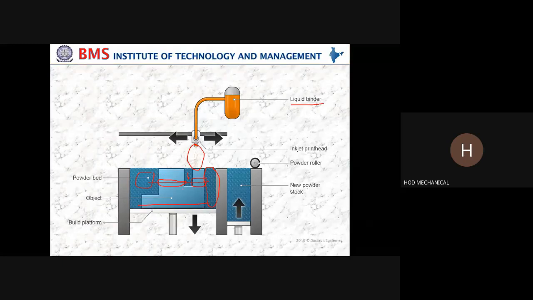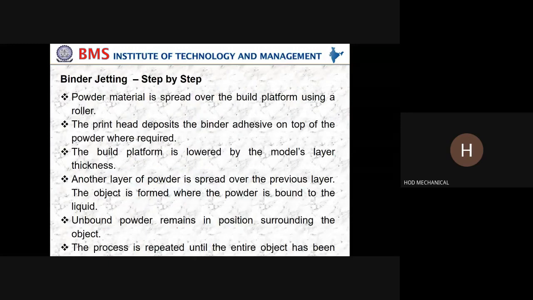Then in the post processing, you are going to remove this portion, whatever is present around the object. This blue you are going to remove from this particular area. So that is the meaning: the unbound powder remains in position surrounding the object. The process is repeated until the entire object has been made. So this is the concept of what is called binder jetting.